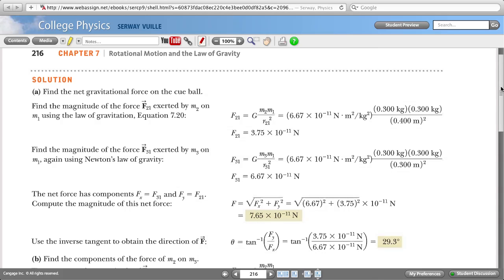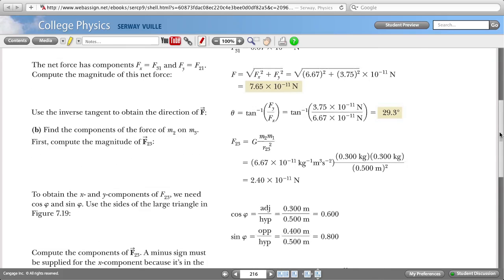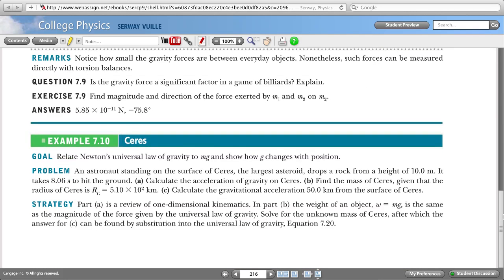That's a tiny force. Those billiard balls will never feel that force. If you want to know the angle of it, you take the y component over the x component, take the inverse tangent, and you find the angle of that force. It's not going to help. It's not going to move them anyway. And then they do the same thing for a different set of billiard balls.